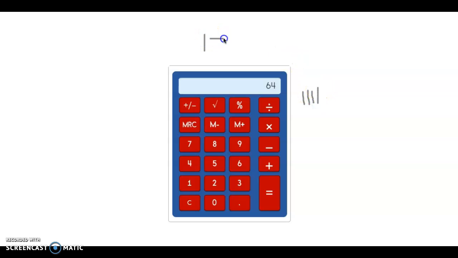Remember, our target number is 176. So let's see how many times we have to add 16. Because remember, every time I add 16, that's one box. So far we have 4 boxes of apples, but we're not quite there yet.